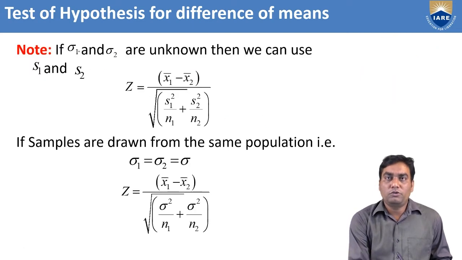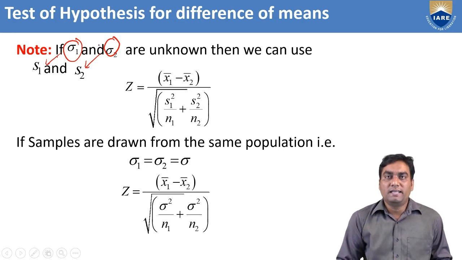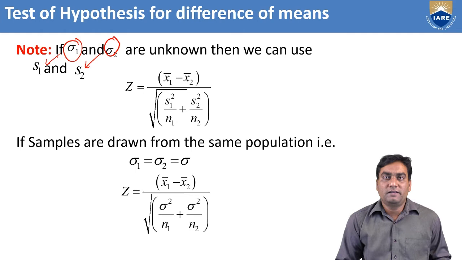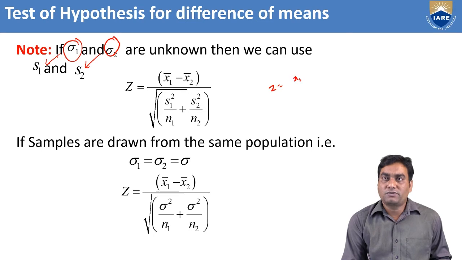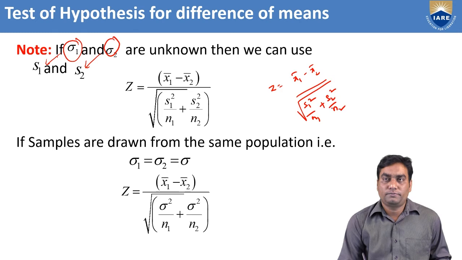Sometimes we don't know the values of sigma 1 square and sigma 2 square. In that case, you can replace them with the standard deviation of the sample. These two are standard deviations of populations. Instead of standard deviation of population, we can replace with standard deviation of the samples. So, in that case, the formula is x1 bar minus x2 bar by under root of s1 square by n1 plus s2 square by n2.